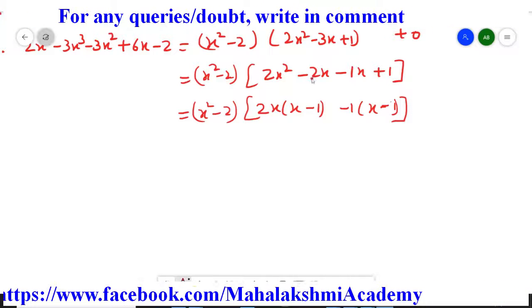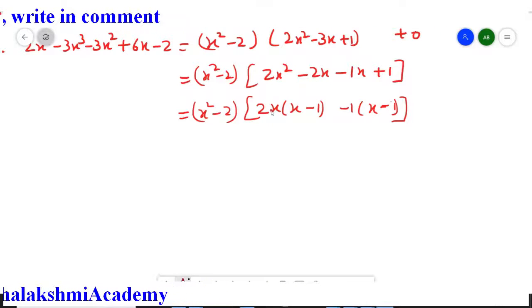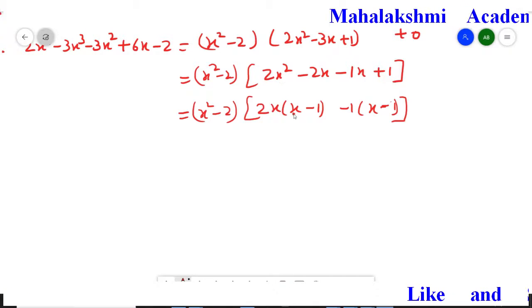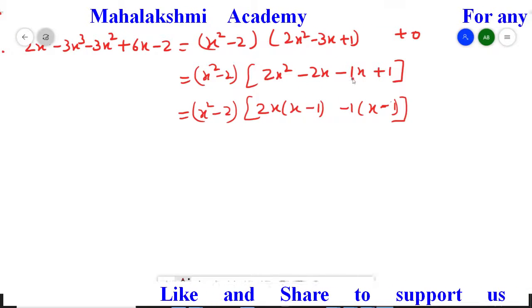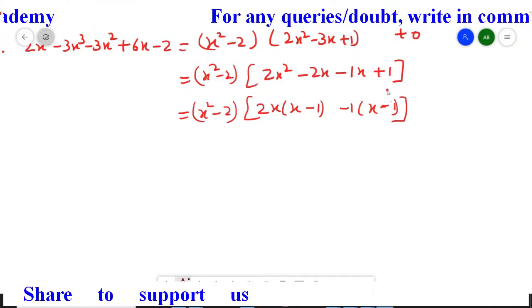From here I took, from these two terms I took 2x common. So common means now whatever remains, for that you have to divide. So 2x square divided by 2x, that will give you only x. Then minus 2x divided by 2x, that will give you minus 1. From these two take minus 1 common, so you remain with x minus 1.